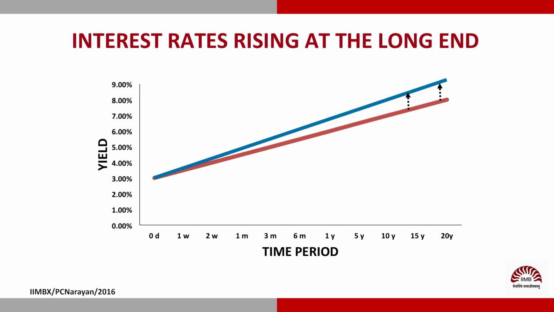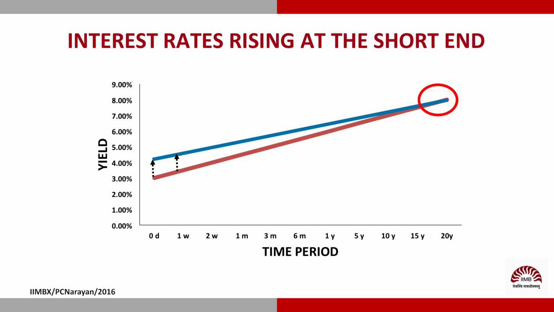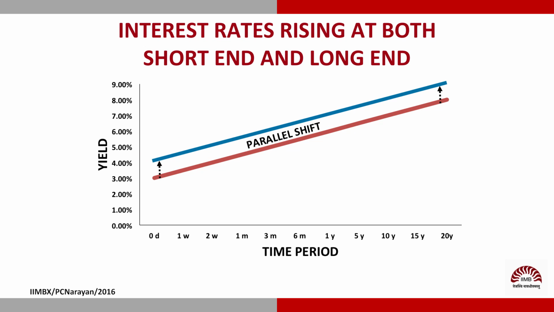If over a period in time, interest rates in a country are moving up at the long end and remaining constant at the short end, you have a yield curve that is pivoting upwards. On the other hand, if the long-term interest rates remain constant and the short-term interest rates are rising, then you find that the yield curve is pivoting in the opposite direction. Sometimes you will also have a parallel shift in the yield curve, which means both the short-term rates and the long-term rates are going up almost in the same proportion.